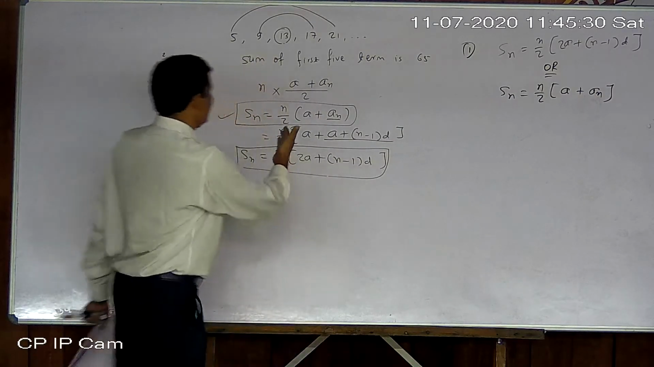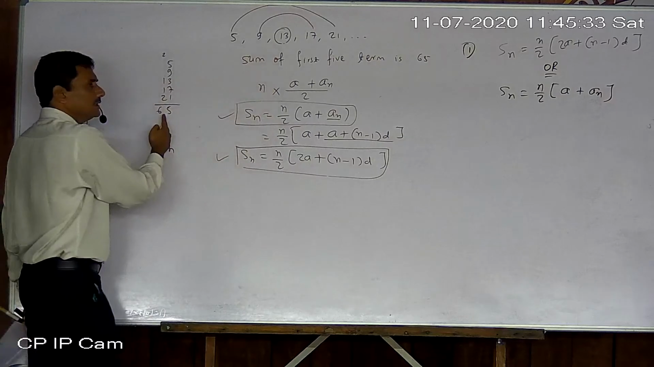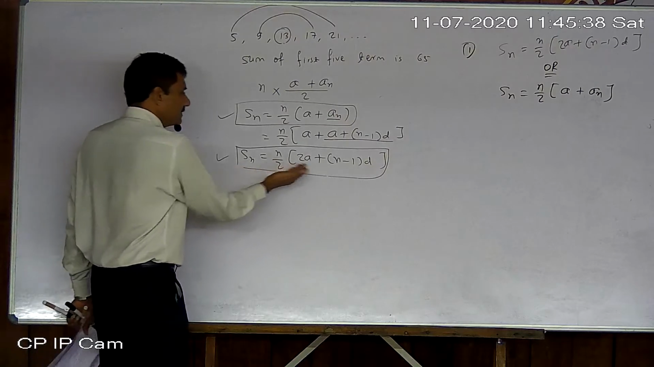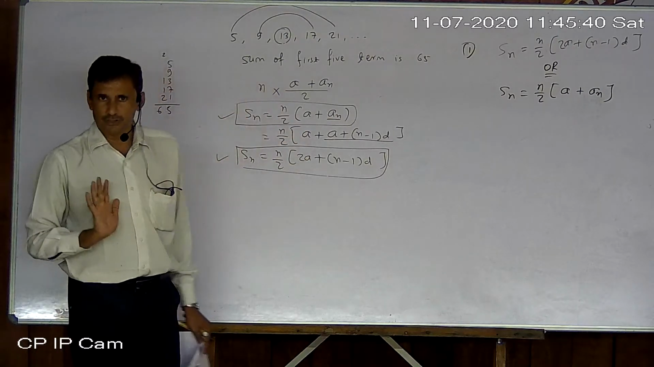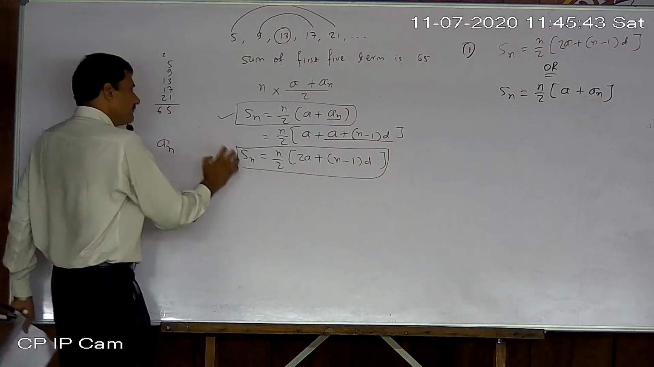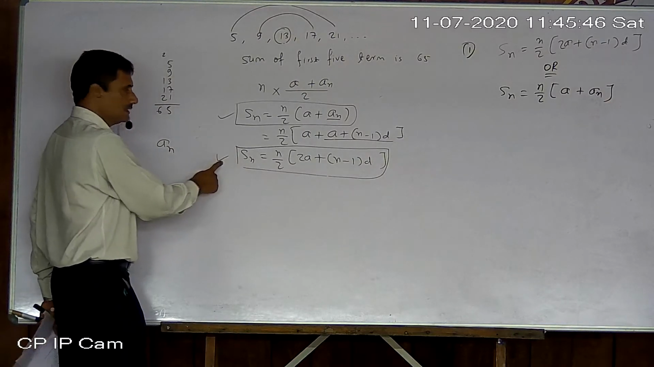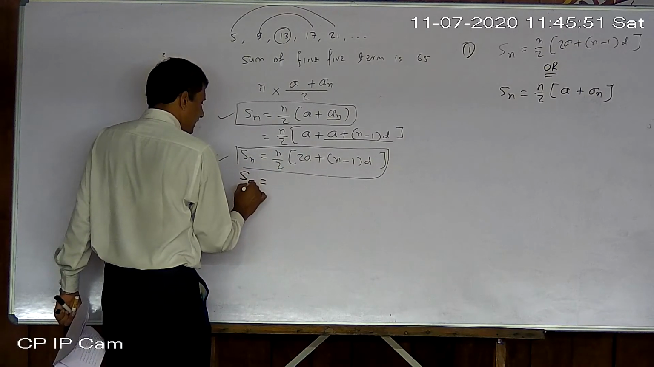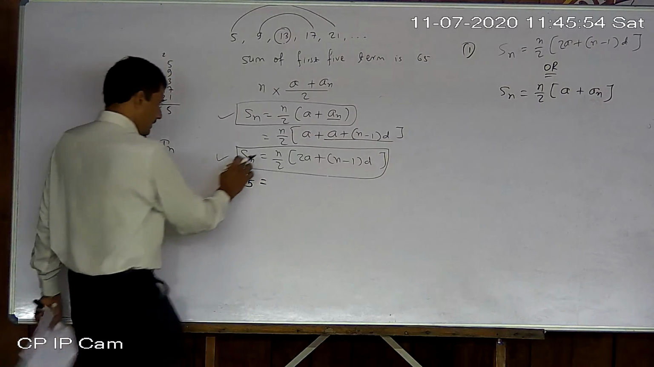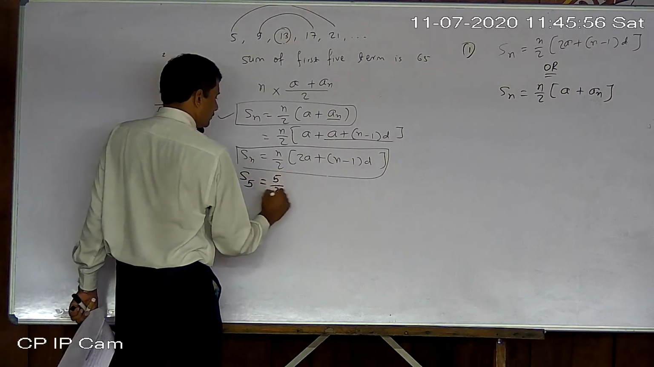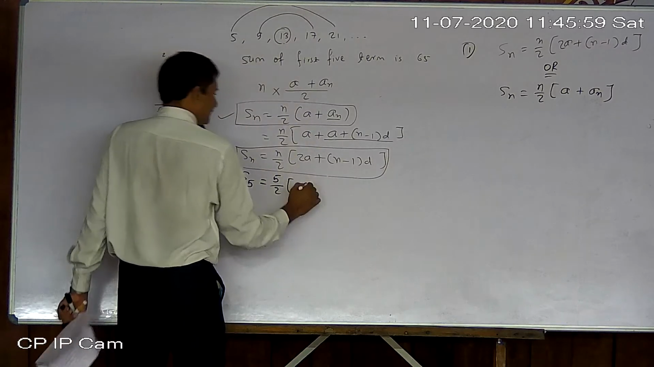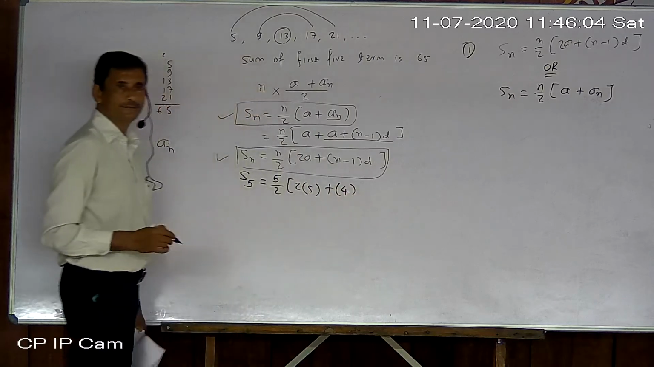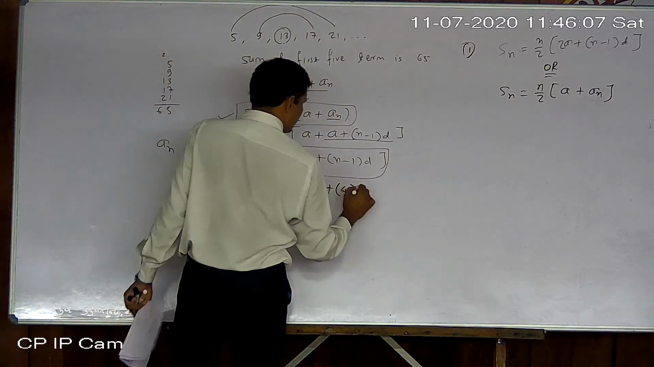Now let's verify. I manually made the total of the first 5 terms as 65. Let's see by using the formula whether it is 65 or not. So let's check our formula. We want to find the sum of the first 5 terms, so I have to write S5. So 5 upon 2, a is 5, n is 5, so 5 minus 1, I directly write 4, and d is 4.